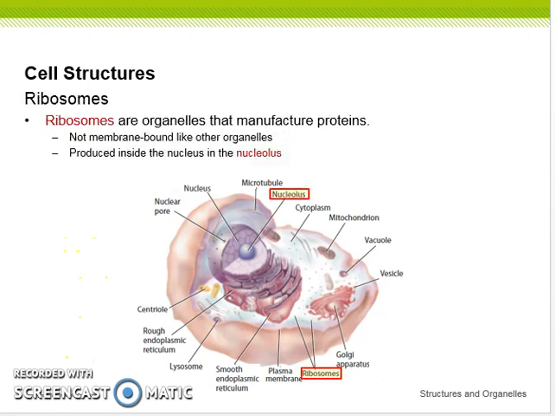Ribosomes are organelles that manufacture proteins. That's what they make. They're like little factories, okay? So they're not membrane bound like other organelles, and they are produced inside the nucleus in the nucleolus.